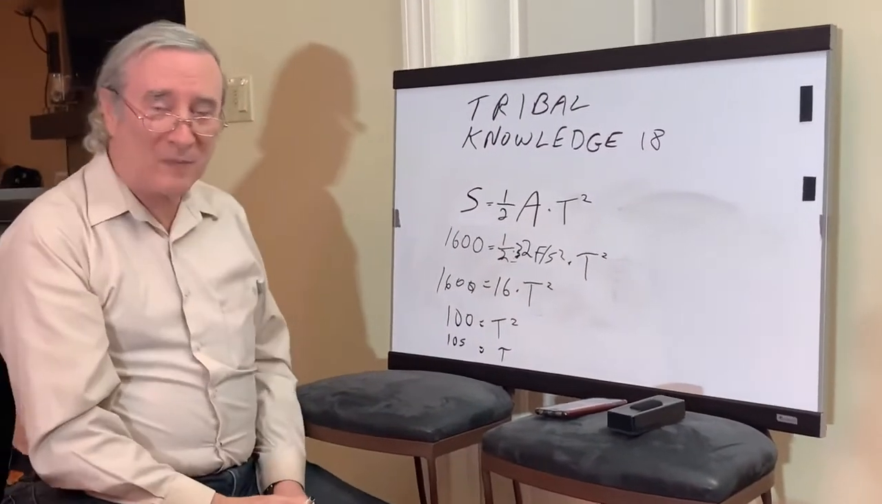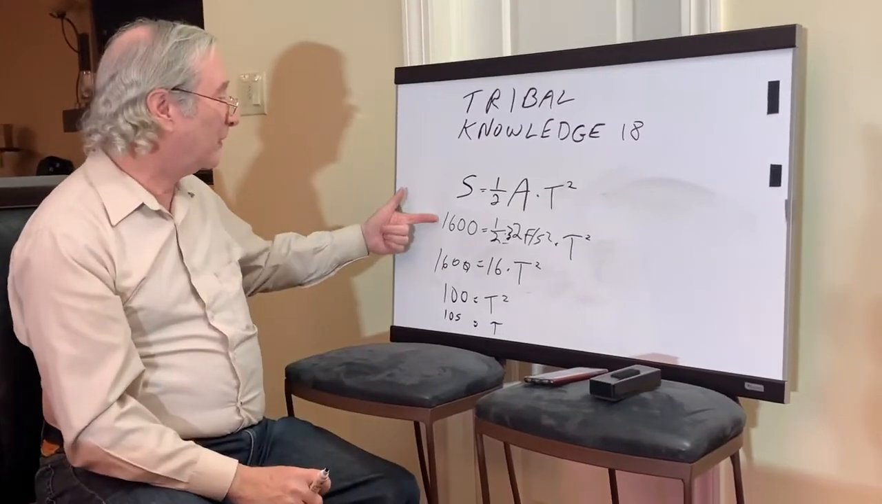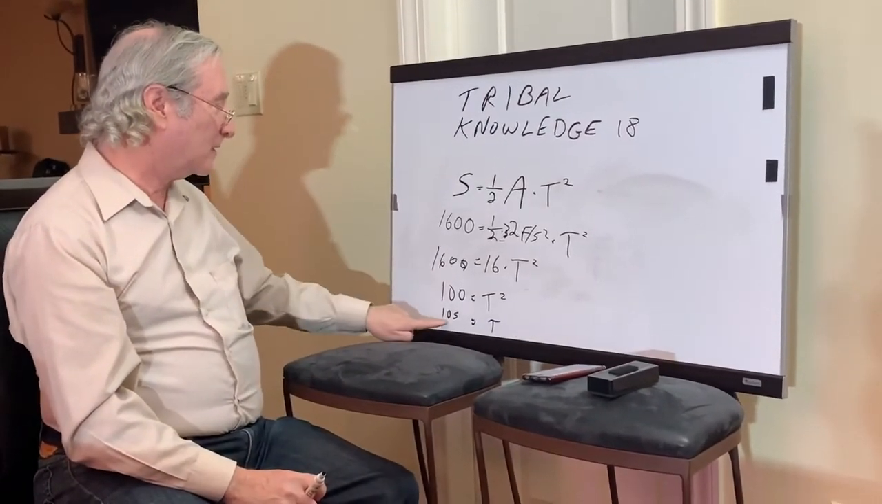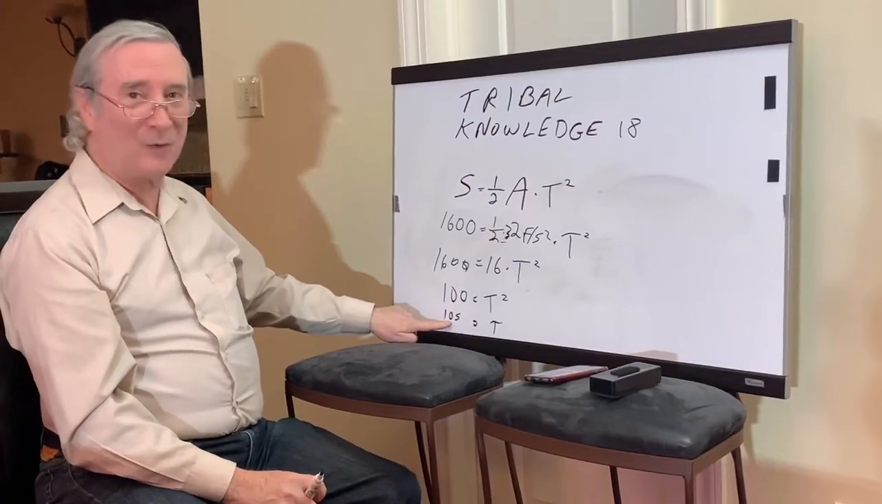So if you throw a pebble off the top of a mountain that is 1600 feet high, it will take 10 seconds for the pebble to hit the ground below.